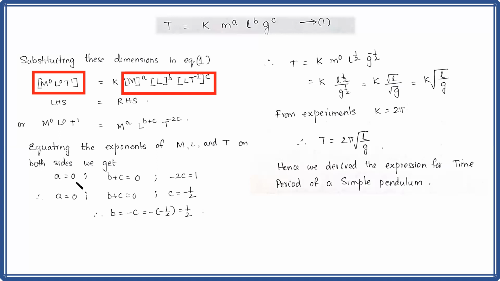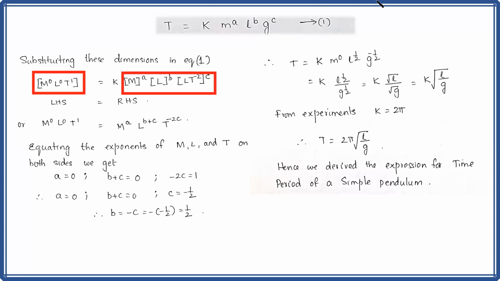Already we came to know a is equal to 0. From the second equation, b plus c is equal to 0, b is equal to minus c, that is minus of minus 2, which is minus of minus half, which is 1 by 2. Therefore, we got the values a is equal to 0, b is equal to 1 by 2, c is equal to minus 1 by 2. So we got the values now.